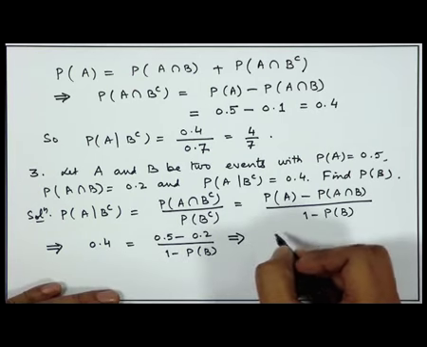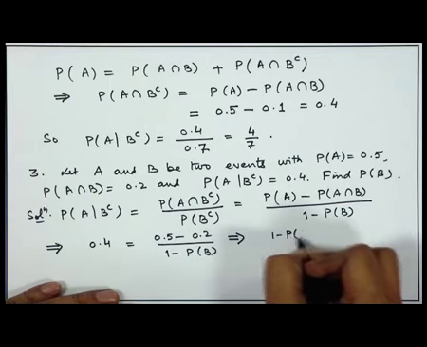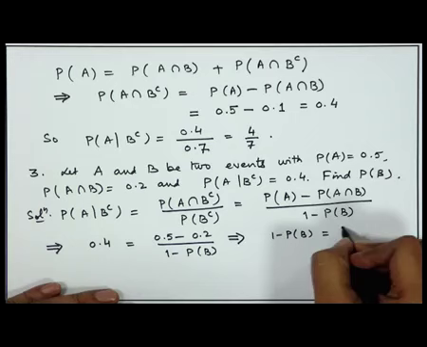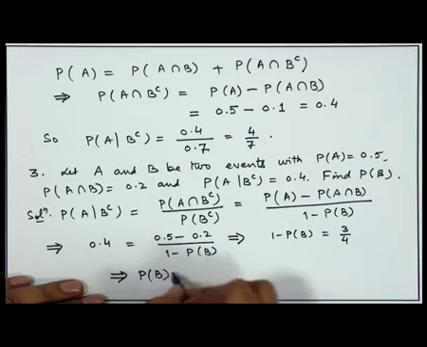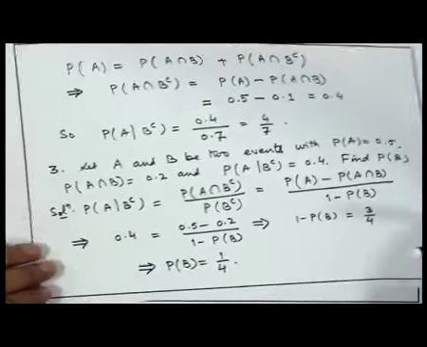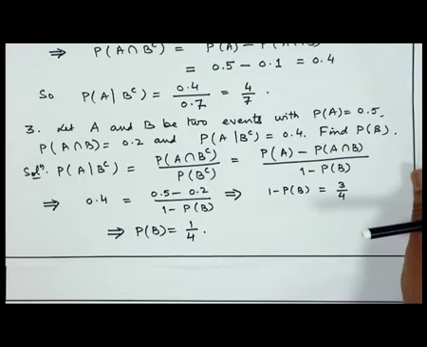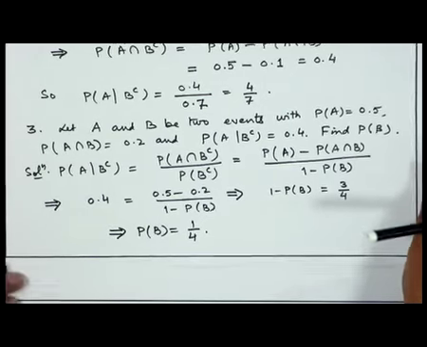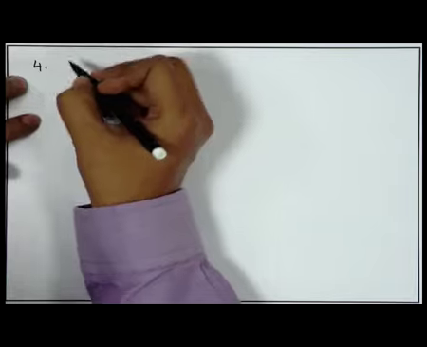So, we get 1 minus probability of B is equal to 3 by 4, which implies that probability of B is equal to 1 by 4. So, basically in these problems you have seen that using the basic rules of probability, we can evaluate probabilities of certain other events. Let us continue with some more problems.